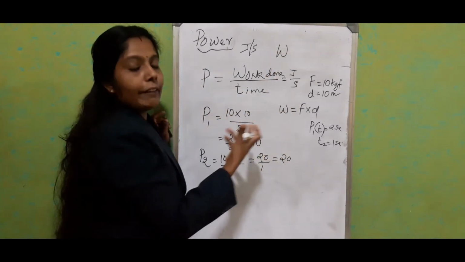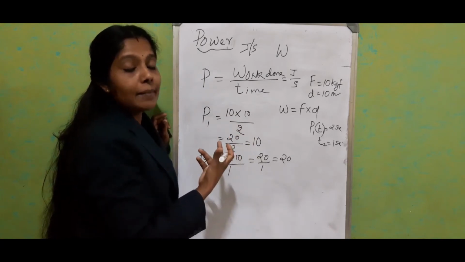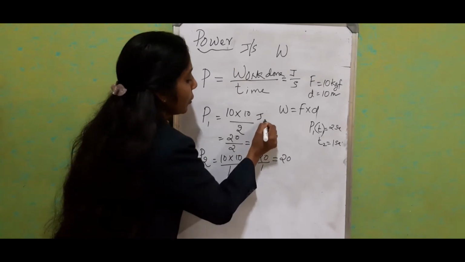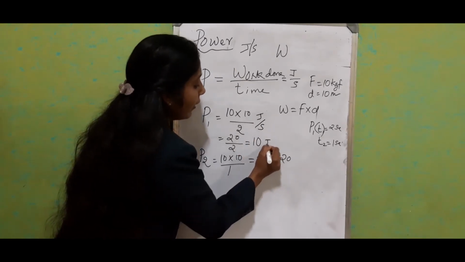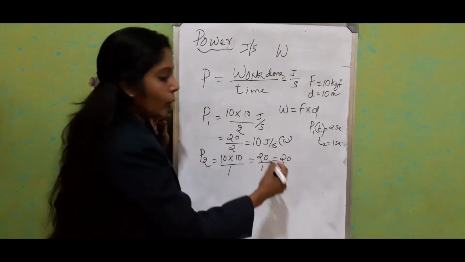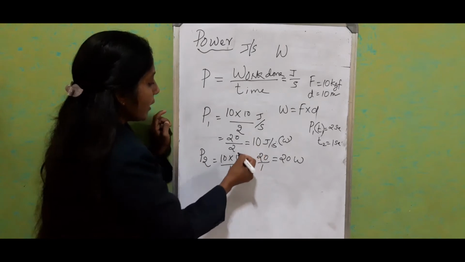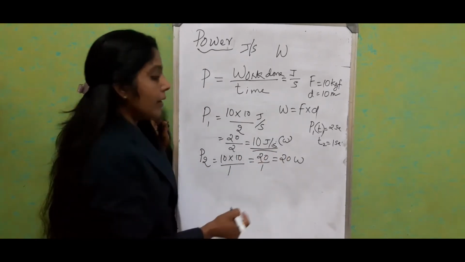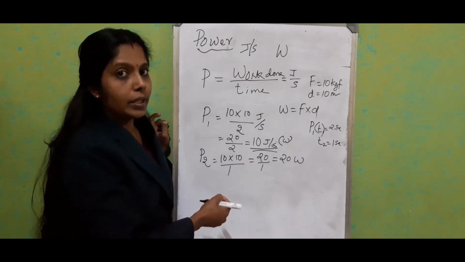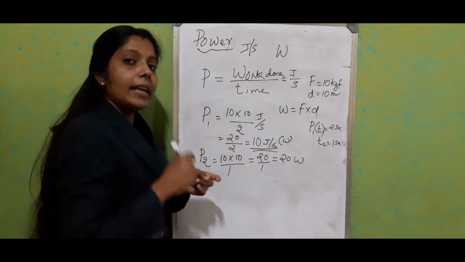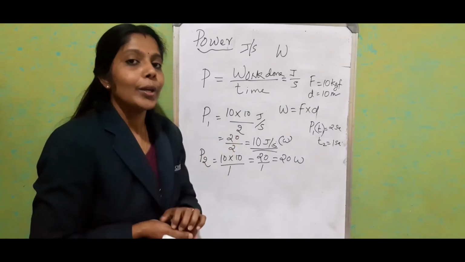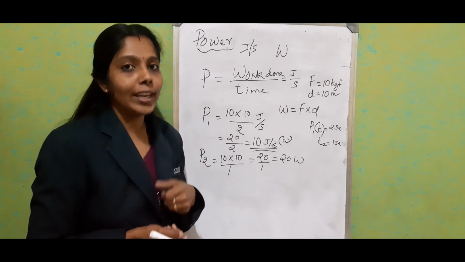This unit is given in honor of a scientist called James Prescott Watt. So the unit is joule per second, or watt. The first person's power is 10 watts and the second person's power is 20 watts. They did the same work, but the second person took less time, so he has more power.